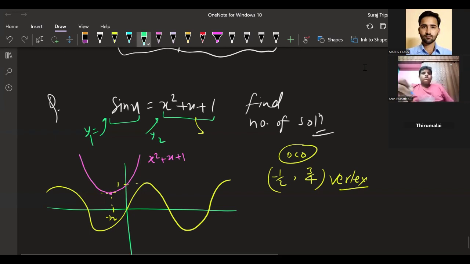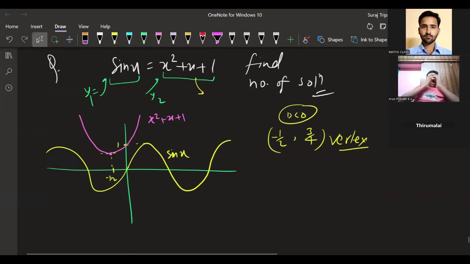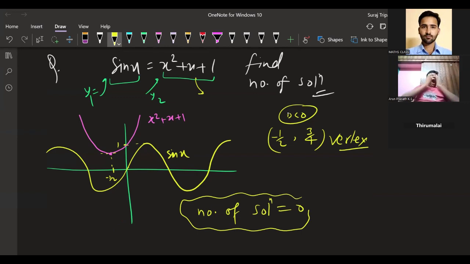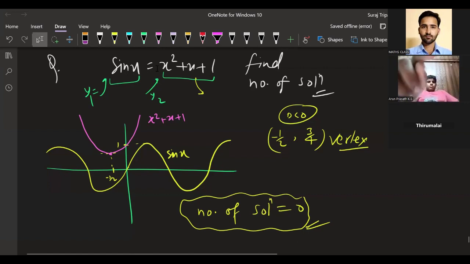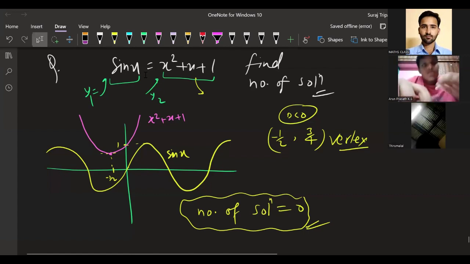So how many intersections are there? There are no intersections. So the number of solutions equals 0. There are no solutions. Why? Because there is no intersection. Sin x and x square plus x plus 1 will never become equal for any value of x. Any doubt?